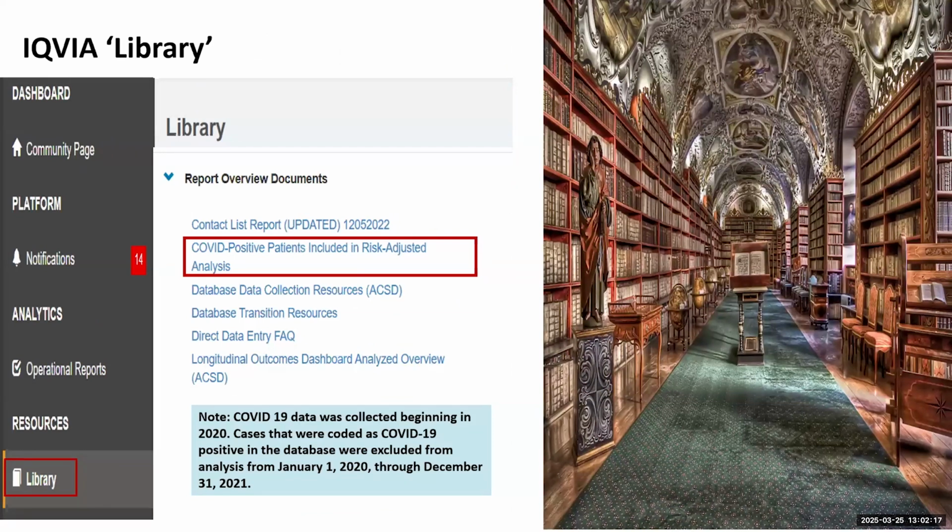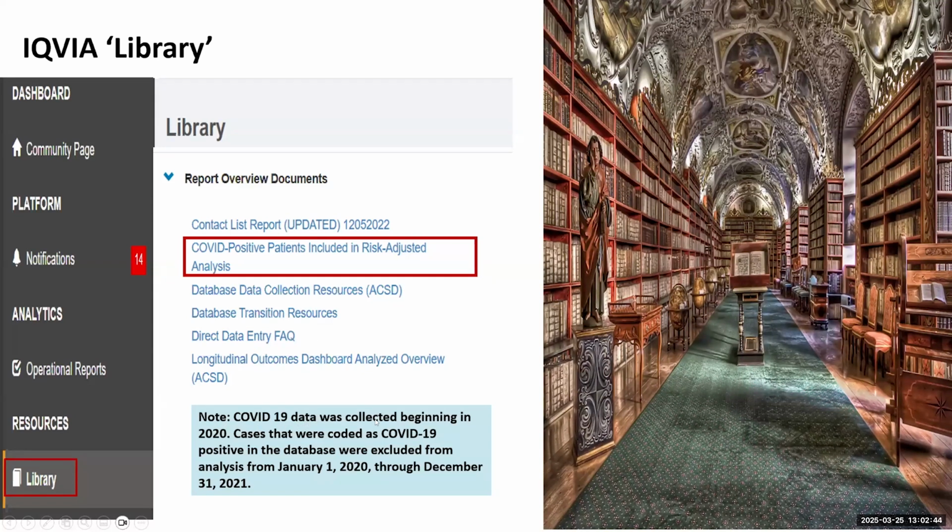And I didn't want to finish this presentation without mentioning this because I get questions about this. In the IQVIA library, they also have the COVID positive patients included in risk adjusted analysis. That'll tell you the dates, but I went ahead and put the dates.